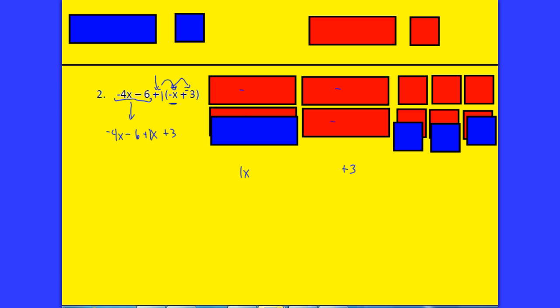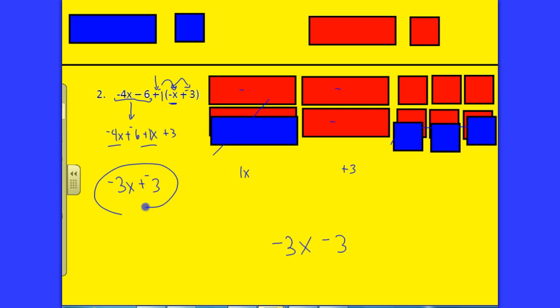Okay, so what does that mean? Let's do the tiles first. That means that's gone, and these are gone. So I'm left with negative 1, 2, 3. I've got negative 3x, and then I have minus 3. And let's see if that's what works out here. Here we have negative 4x plus 1x. Negative 4 plus 1 is negative 3x. Then here you have minus 6. That's plus negative 6, really. Negative 6 plus 3 is minus 3 or plus negative 3. And these are the same things right there.